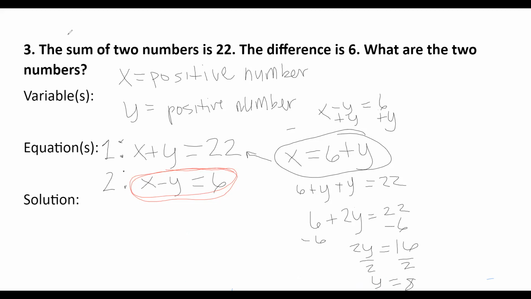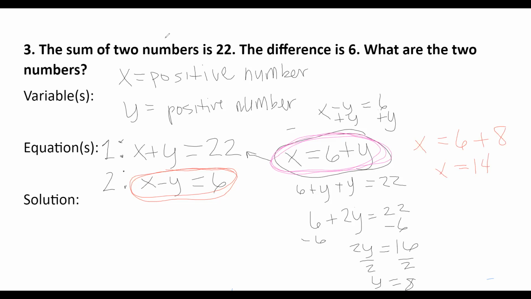Now we know what y is, but we do not know what x is. Look, we already wrote an equation in terms of x, so we can plug that y back into that equation. So let's do that. So x equals 6, and we know what y is, it's 8. So let's plug in 8. So that means x is equal to 14.